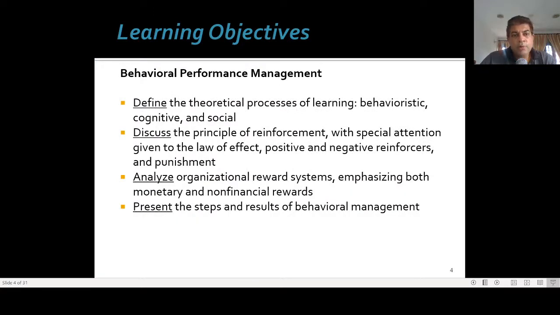The learning objectives of today's lecture are, first, to define the theoretical processes of learning: behavioral, cognitive and social. Then we are going to discuss the principles of reinforcement, both positive and negative, with special attention given to the law of effect. We will also look at what punishment is, and analyze organizational reward systems, emphasizing both monetary and non-financial rewards. Finally, I'm going to present some steps and results of behavior management.